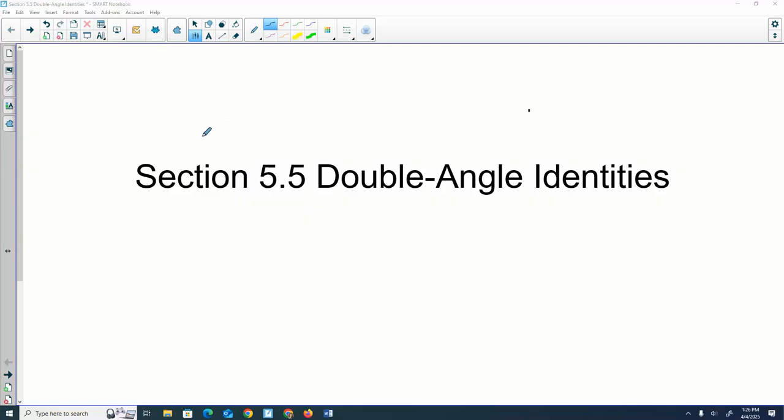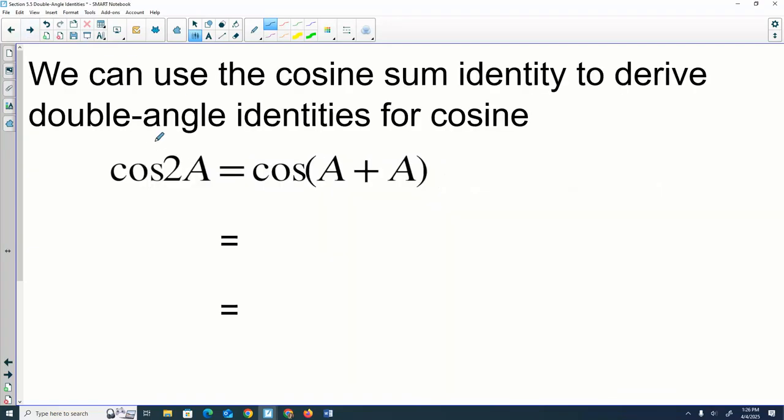For your knowledge, you don't have to write it down, and I'm probably not going to drive all of them unless you really want to see. But we're doing cosine double angle formulas today. And so 2 times an angle just means the same thing as a plus a, right? And look at your flip chart, your cosine sum formulas.